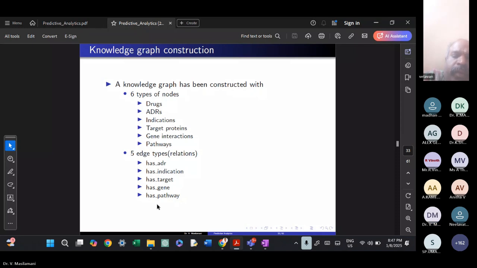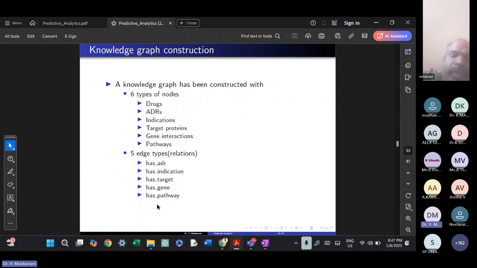Understood? See, in a graph, we have only two components, nodes and edges, right? And in the database, we have a number of drugs, number of ADRs, number of indications, and so on, right? For every drug, you make one node there. For every ADR, you make one node there. For every indication, you make one node there. For every target in the database, you make one node there. Like that, for each of these 6 categories, you make one node.